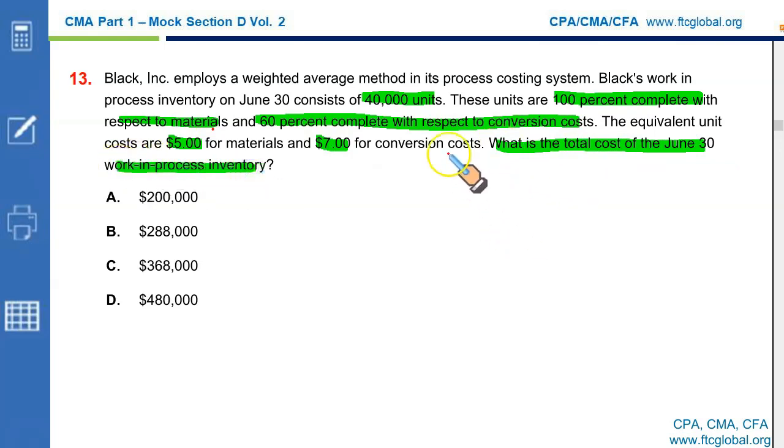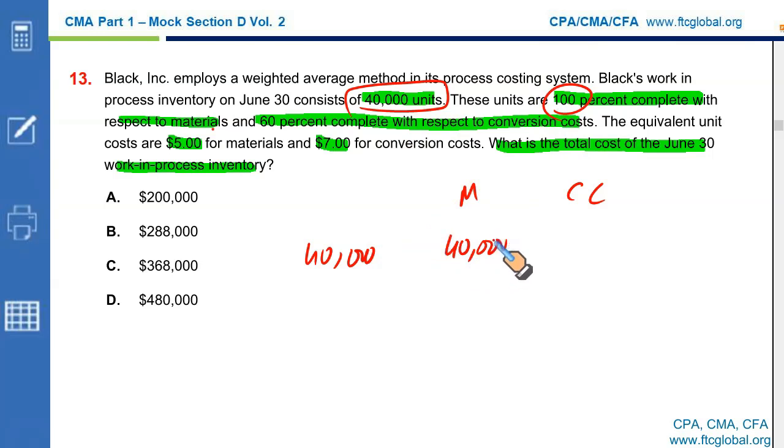So what you're going to do, since we have been just given the ending work in process units, you don't need to, and you can't, make the population of your units: beginning work in process, started and completed, and ending work in process. So what we can do is just take the units given. Since 100% of material is added, it's going to be 40,000, and it says 60% complete with respect to conversion cost.